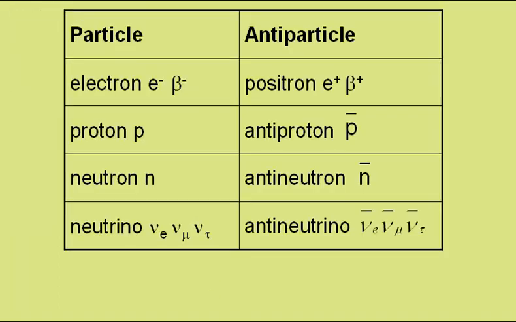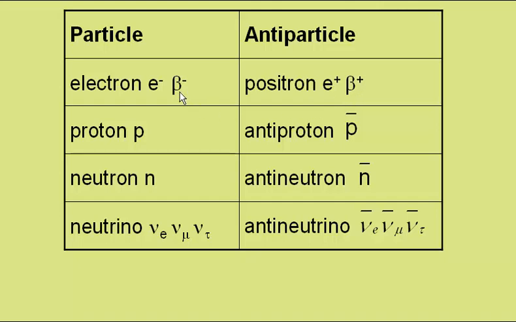This table lists some particles and their antiparticles. First we have the electron, which can be given the symbol of a lowercase e with a minus sign, or the beta sign with a minus sign. Its antiparticle has a special name of positron, and this can have the symbol of an e with a plus sign, or beta with a plus sign. The beta part comes as this is a beta plus particle, this is a beta minus particle, but you may see both notations.